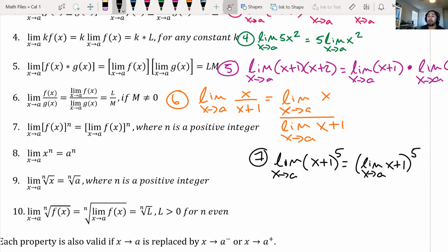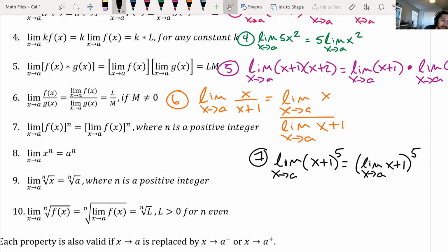Okay. And then number 8 is just like number 2, direct substitution. The limit as x approaches a of x to the n can be rewritten as a to the n. So again, you would just plug in whatever number you had for x, or whatever number the limit was approaching. So don't really need an example for 8 or 9, because 8 and 9 are just like number 2. The 9 says the limit as x approaches a of the nth root of x is equal to the nth root of a. So again, whatever number that x is approaching, you'll plug in for x and simplify your limit.